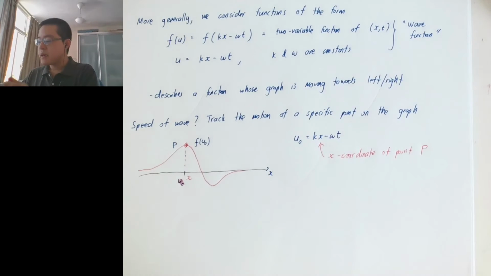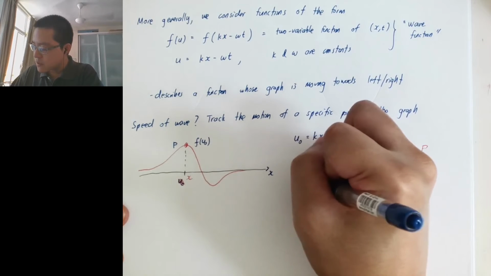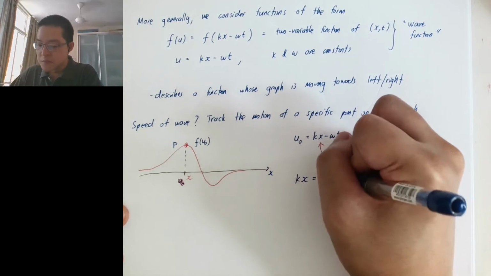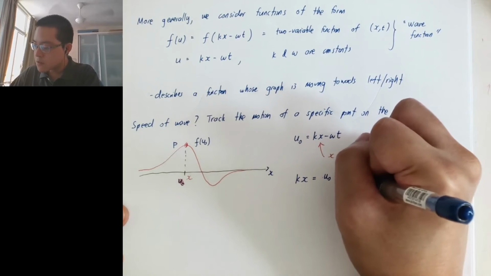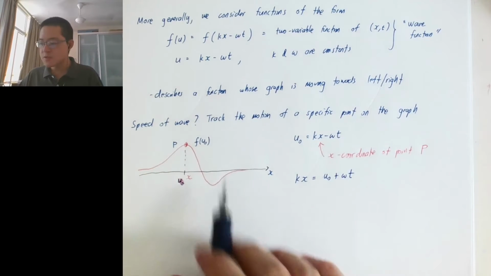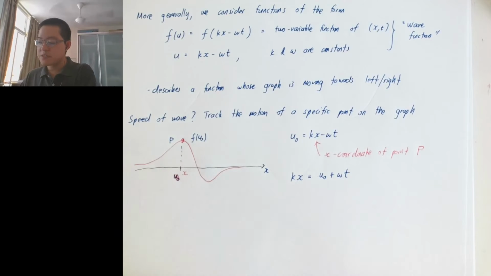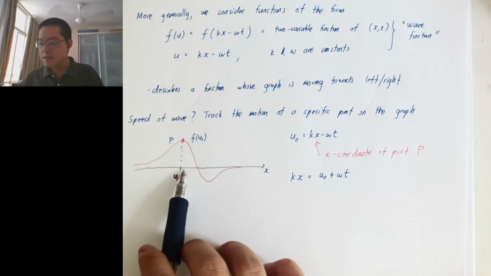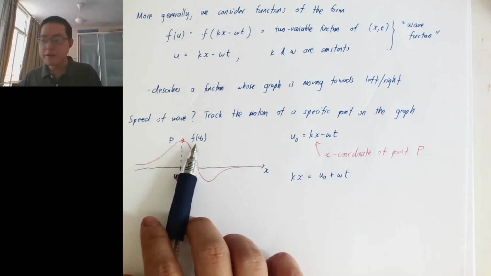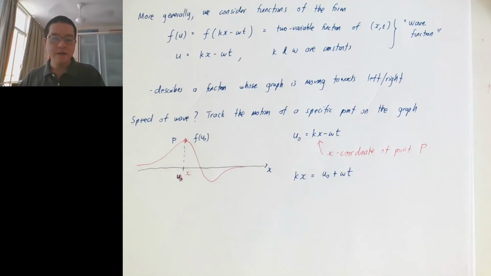Right? And then so let me rearrange. So I got kx is equal to u0 plus omega t, right? So this is my x coordinate. As t goes on, the x position will change, right? But for this one instant, my x happens to be here. Then my function of u is given over here.